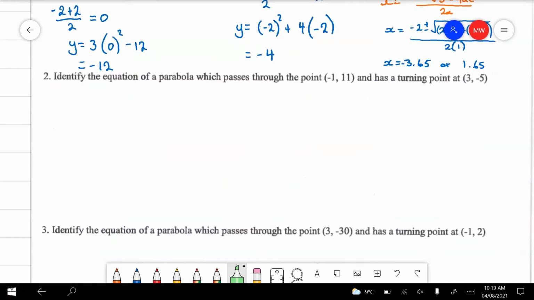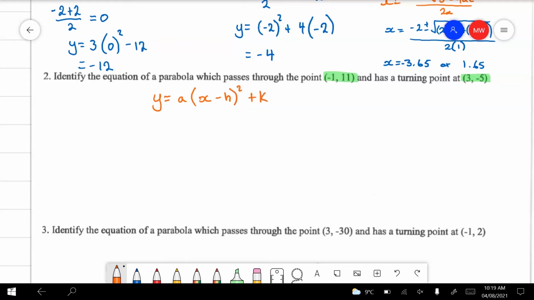In question 2, we're being asked to find an equation. We've been given 2 points. One of them is a random point, that's this one here, and one of them is a turning point. So at this stage, the best thing to do would be to use the turning point form. And the turning point form is when y equals a(x minus h) squared plus k.